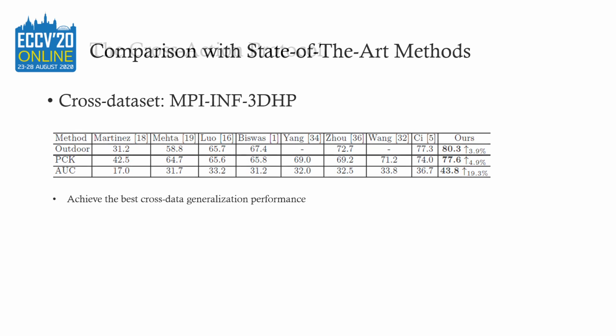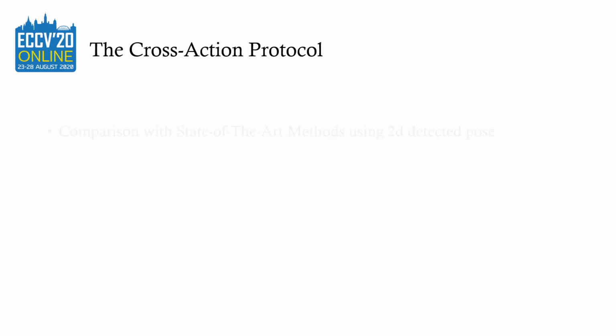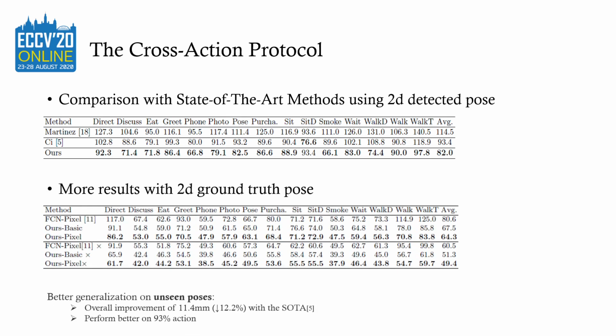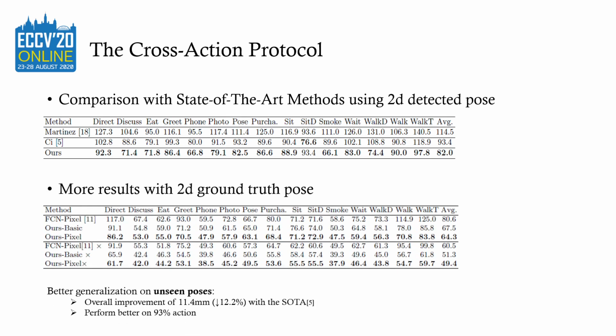Finally, we compare with the simple baseline and the state-of-the-art methods using the cross-action protocol by detected and ground truth 2D inputs. Specifically, the upper table shows that our method yields an overall improvement by a relative 12.2% over the LCM method and performs better on 93% of the actions, indicating strong generalization ability on unseen actions. For more results and analysis, please refer to our paper.